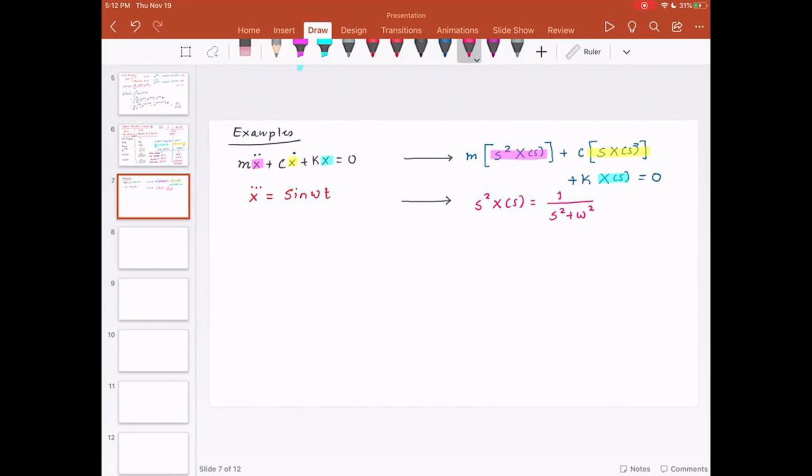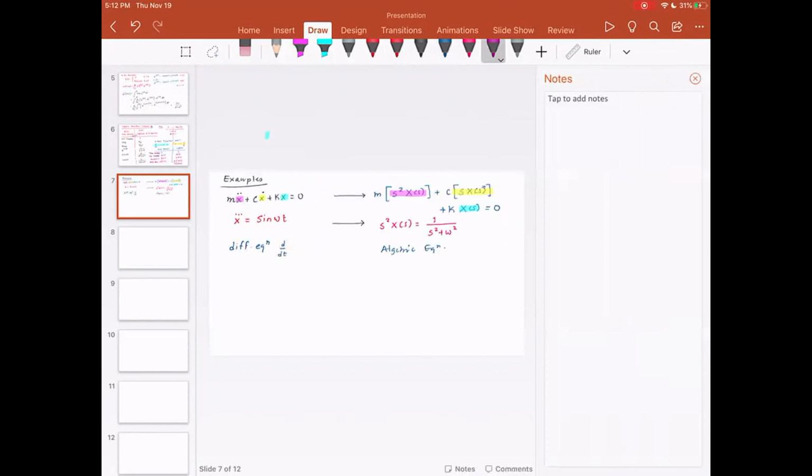So now you have a differential equation in time domain, and I want you to remember what has happened. The differential equation, meaning the equation with the terms d by dt, got converted into an algebraic equation. Now this equation can be solved with algebraic manipulation. Now how would I solve this equation by algebraic manipulation?